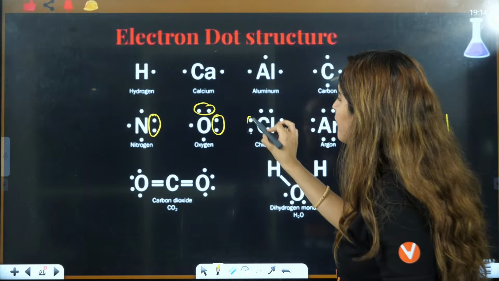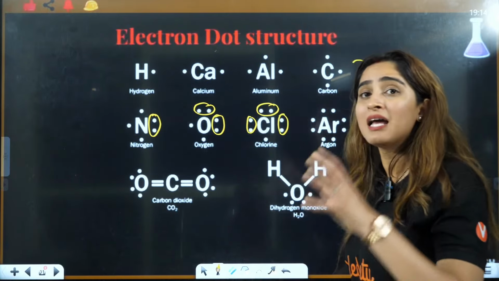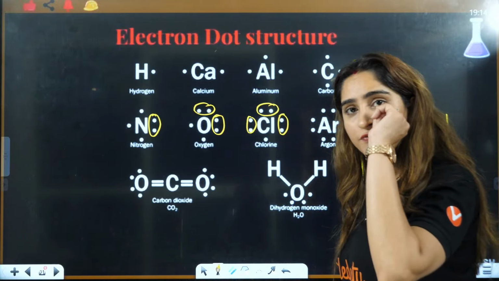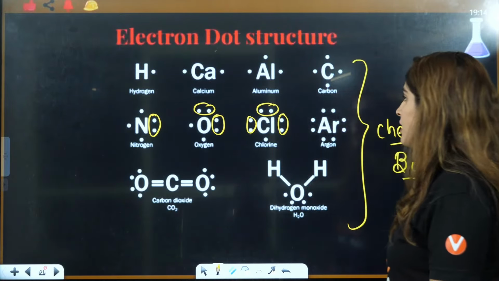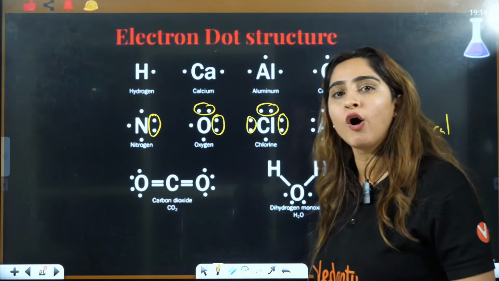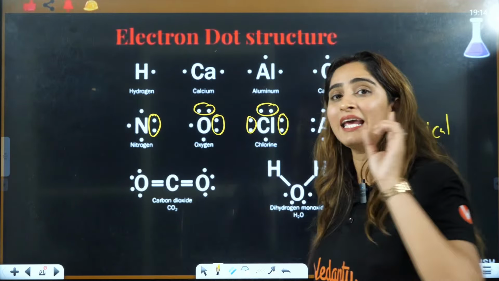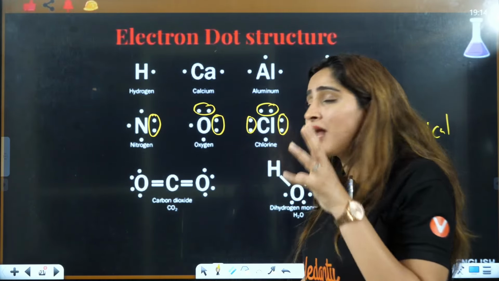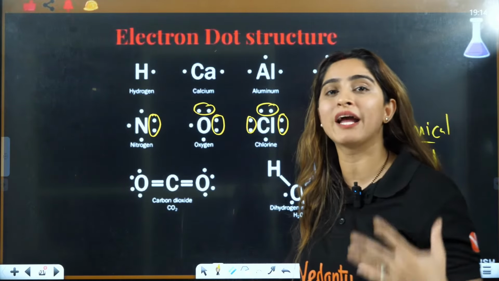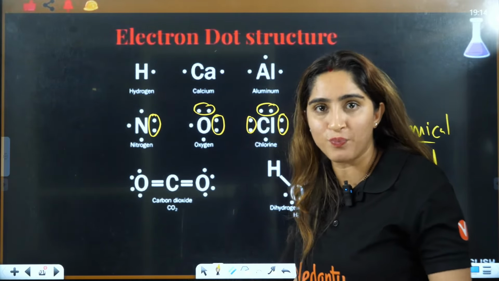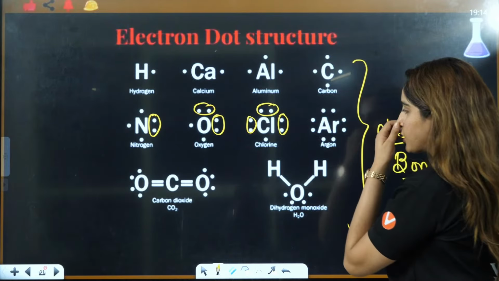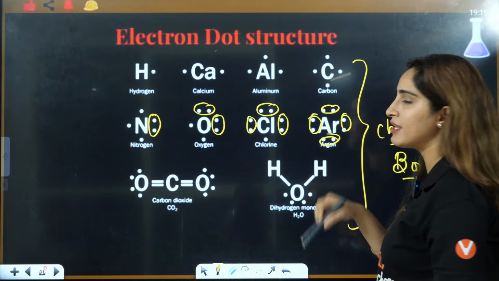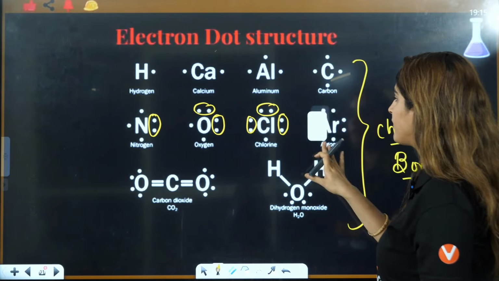Chlorine always has 3 lone pairs. That means all the halogens have 3 lone pairs and always form 1 bond, right? Ma'am, where will we learn all this? You will learn it in inorganic chemistry, periodic classification, especially in the P block, where you will get the details of why it is so. Argon is a noble gas having 1, 2, 3, 4, 5, 6, 7, 8 outermost electrons, right?